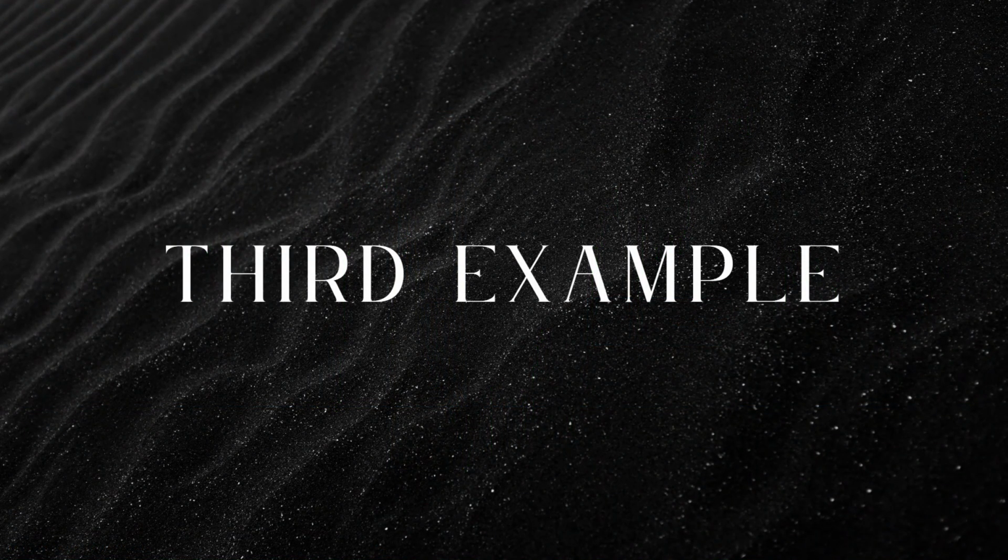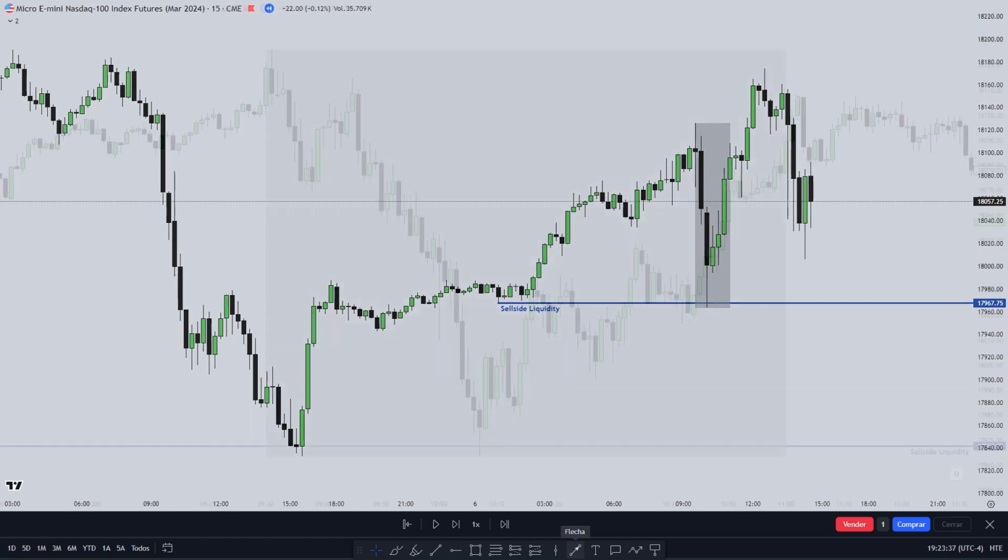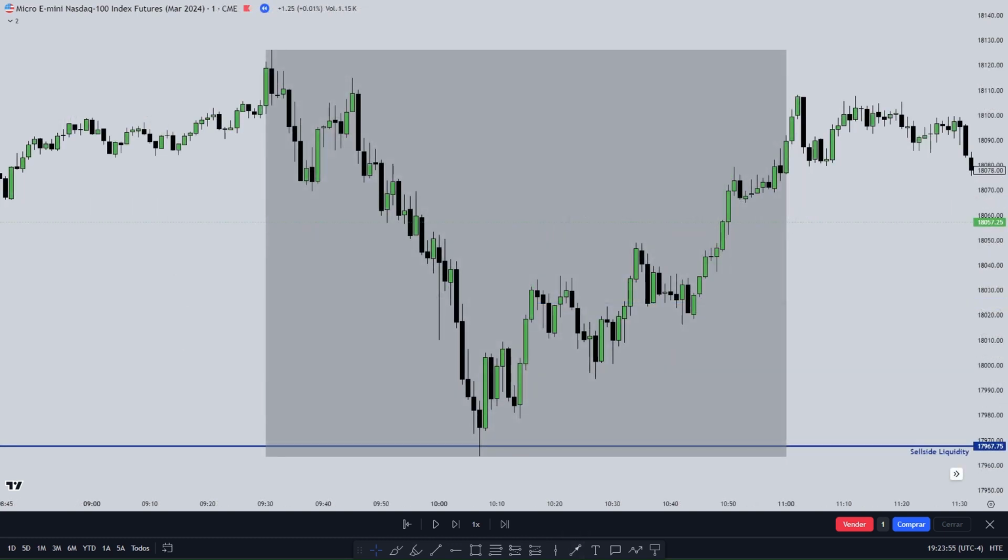Third example. This is our third and last example for the Judas swing cancellation silver bullet. We look for clear liquidity pools, like the one that was swept right here. They were obvious relative equal lows. Our focus will be this shaded area. This is what it looks like on a 1-minute chart. Take your time and look for the silver bullet that we have been studying.